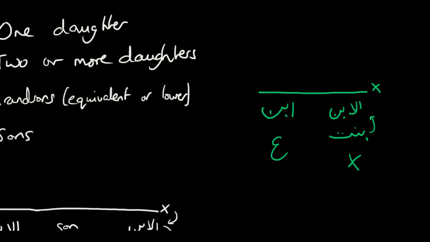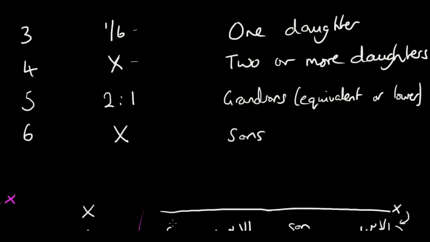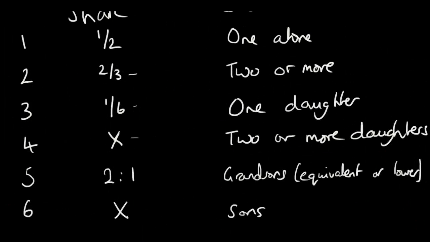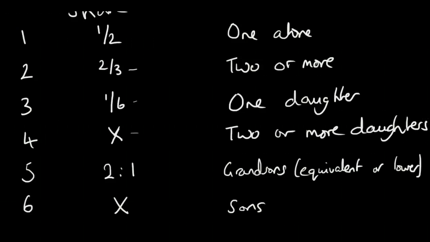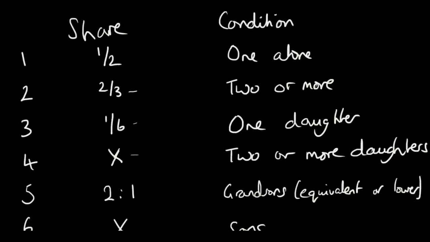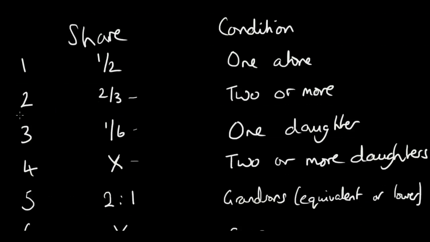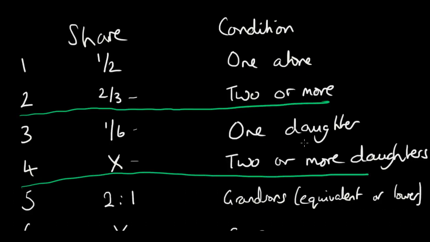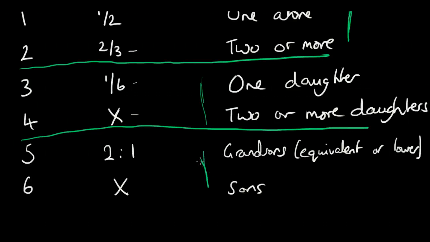So these are the 6 scenarios, and it's important to remember these 6 scenarios, the shares that they receive. You can remember them in sets of 2, probably the easiest way. The first 2 are related to where there are no daughters and there are no sons or grandsons. The second 2 relate to when granddaughters come with daughters, and the final 2 relate to when the granddaughters come with grandsons or sons.